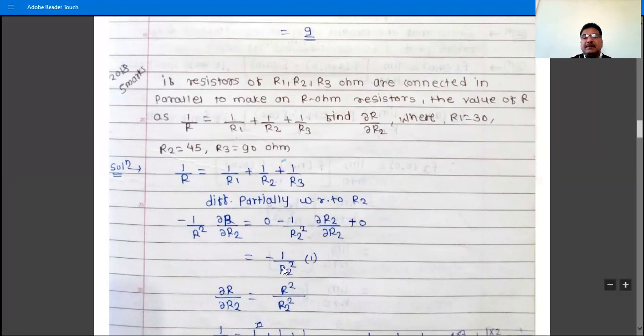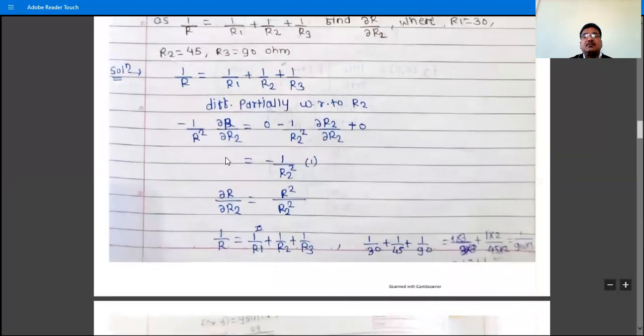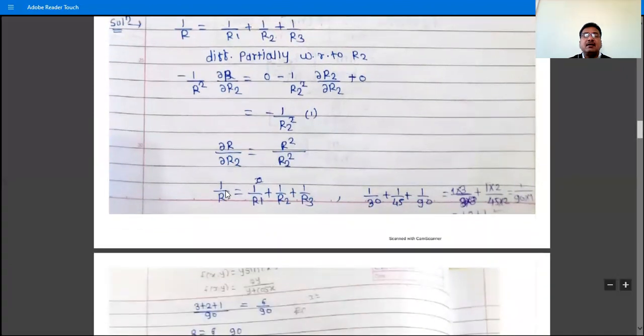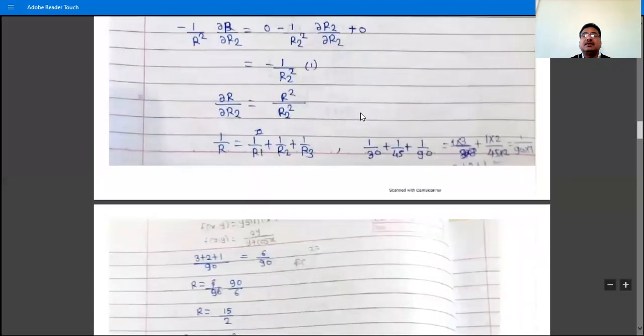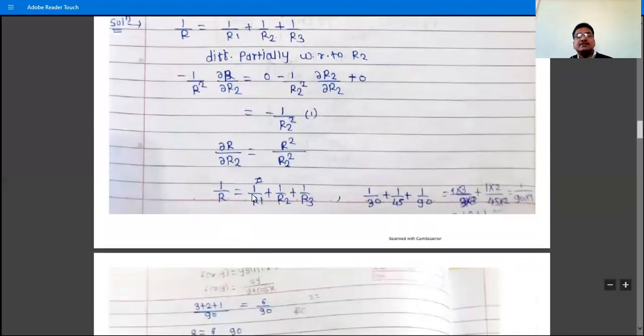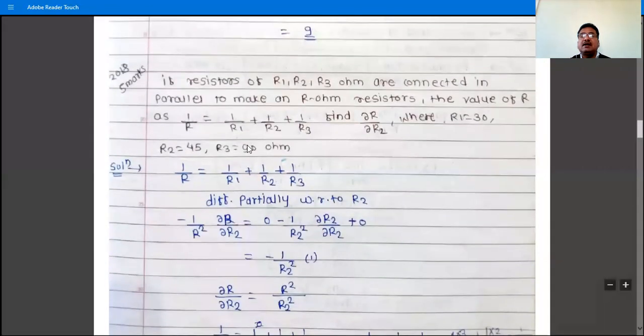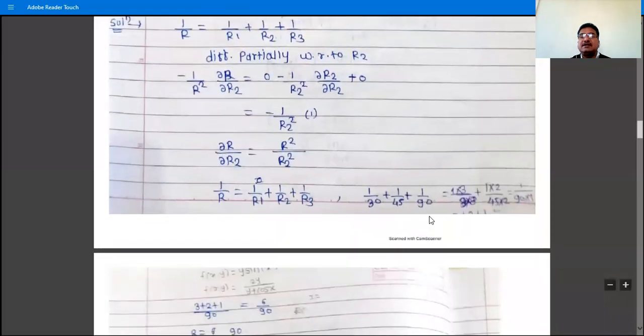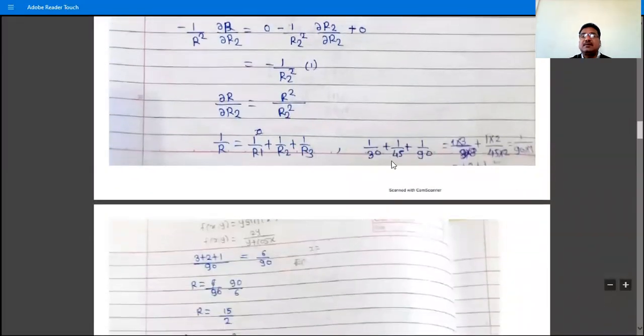Then the simplification is this: shift the R2 term, and since both sides are negative, we have a positive answer, R²/R2². Then this is ∂R/∂R2 and we have to find the value at this point. So 1/R is 1/R1 + 1/R2 + 1/R3, where R1 is 30, R2 is 45, R3 is 90. So add this.